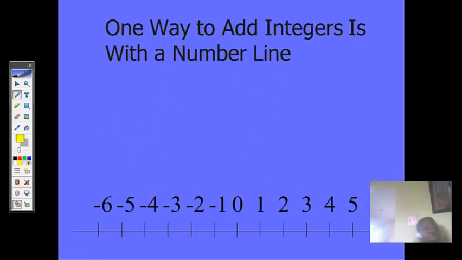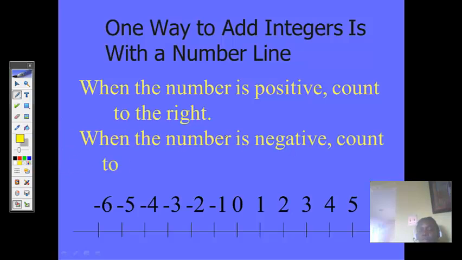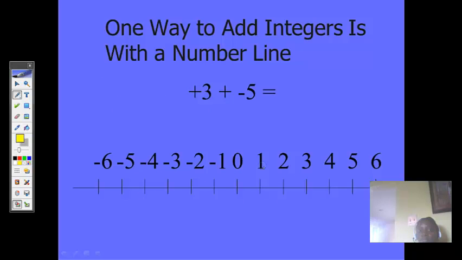Okay, so now let's take a look at how we model adding integers on the number line. Things you need to remember is if the number is positive, we are moving on the right. If it is negative, we are moving on the left. Again, positive to the right, negative to the left. Example, here we have positive 3 plus negative 5. I'm going to start at 0. 0 is always our starting point. And I'm going to move 3 units to the right.